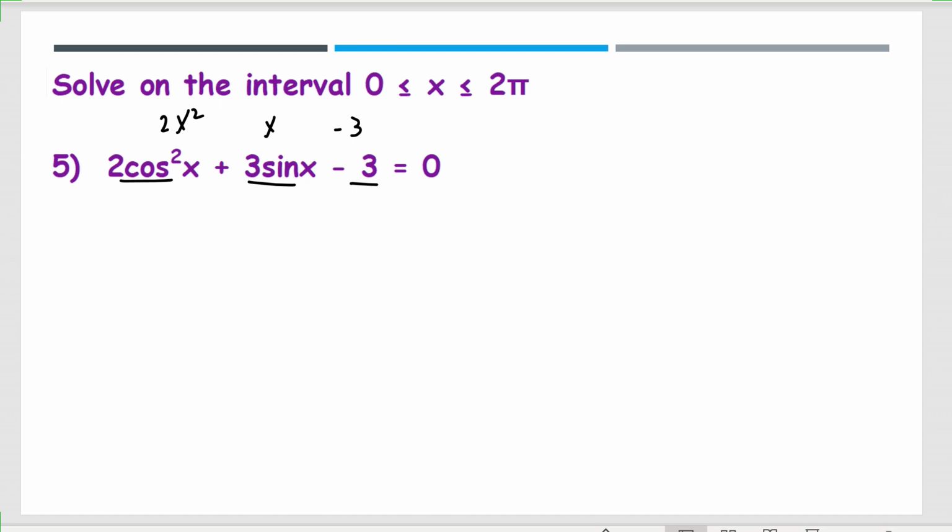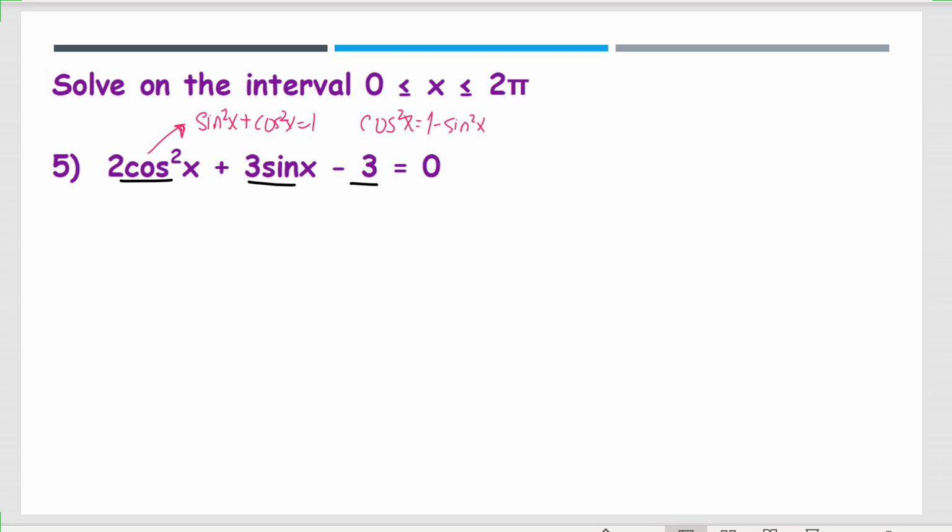Okay, however, I have a cosine squared and then I just have sine. So we can't just jump straight to being able to factor in terms of a quadratic. We need to, that's right, replace it using an identity. So our Pythagorean identity, sine squared plus cosine squared equals 1, can be rewritten to isolate cosine squared equal to 1 minus sine squared.